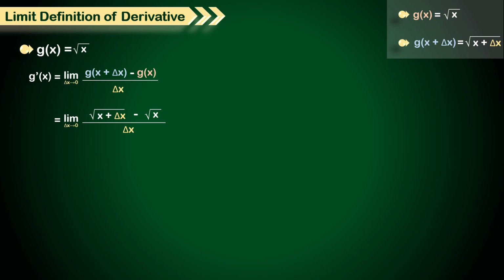In this example, let's rationalize the numerator. To rationalize the numerator, multiply it by the conjugate of the numerator. The conjugate of the numerator is the square root of x plus delta x plus the square root of x.